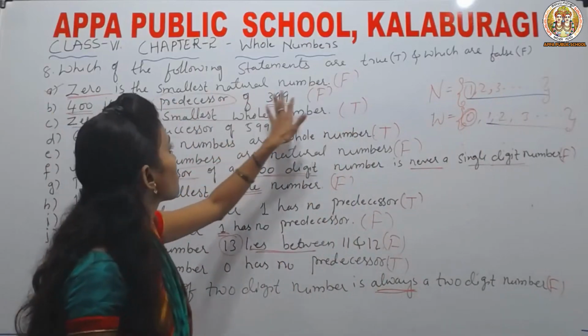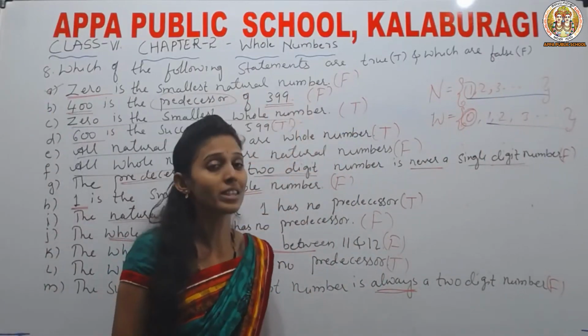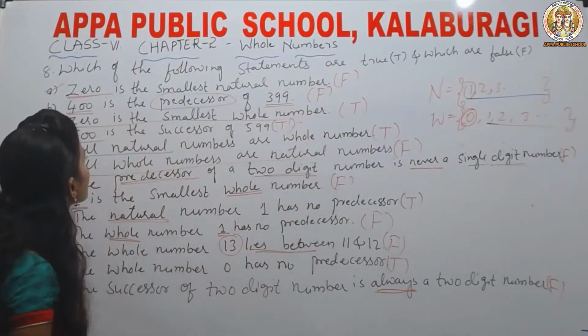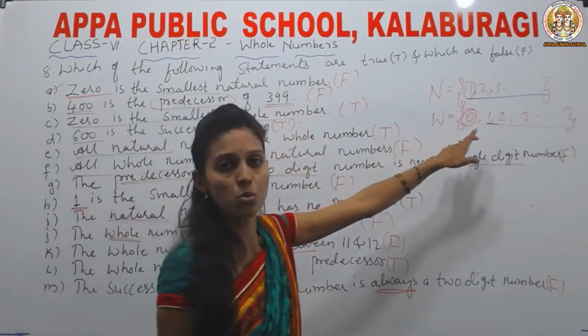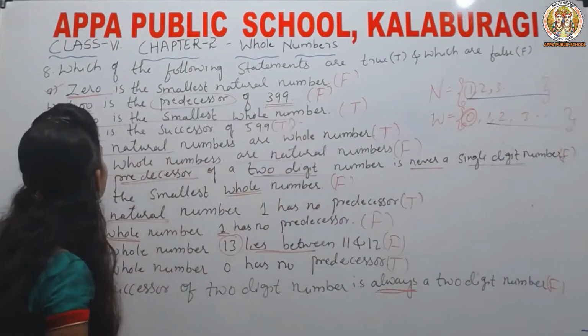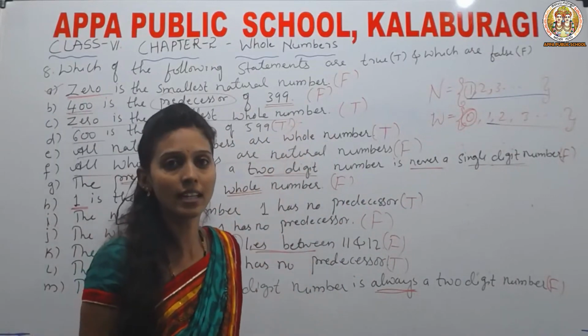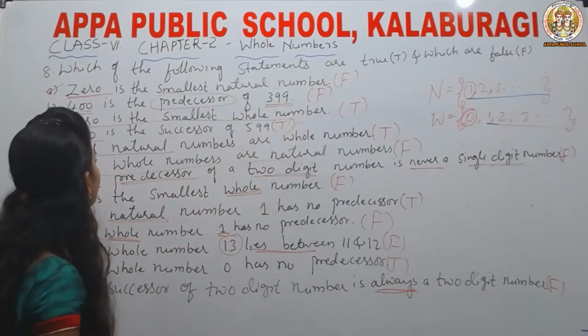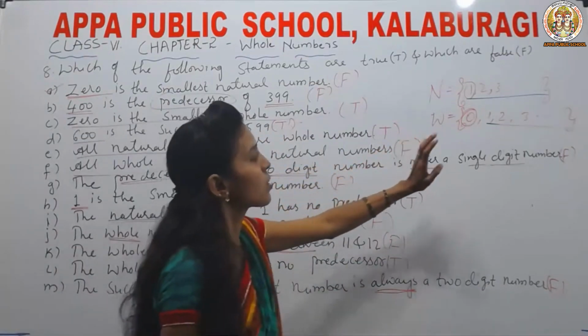Next, 400 is the predecessor of 399. No, 399 is the predecessor of 400. Next, 0 is the smallest whole number. That is true. Whole numbers start from 0. Next, 600 is the successor of 599. Right? So 600 is the successor of 599. Correct, so true.